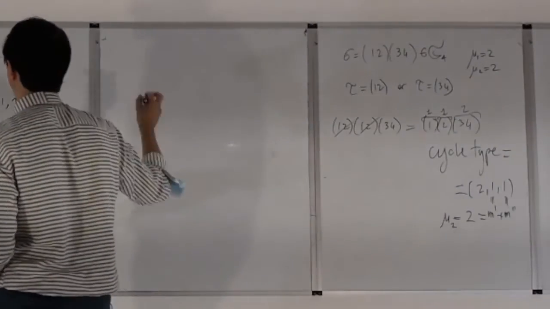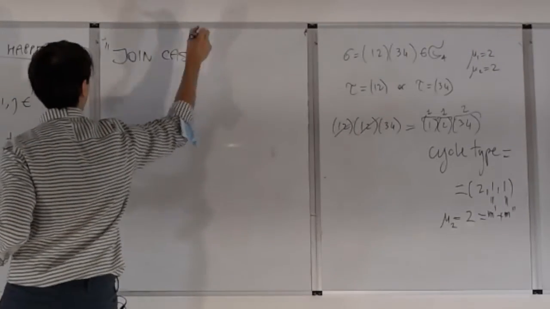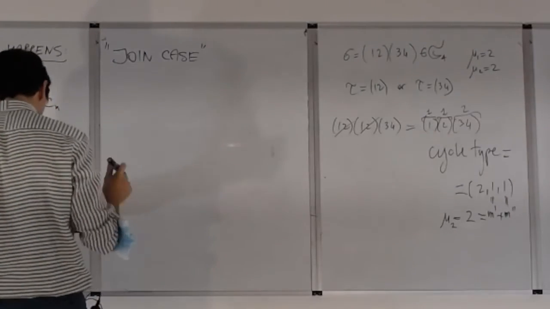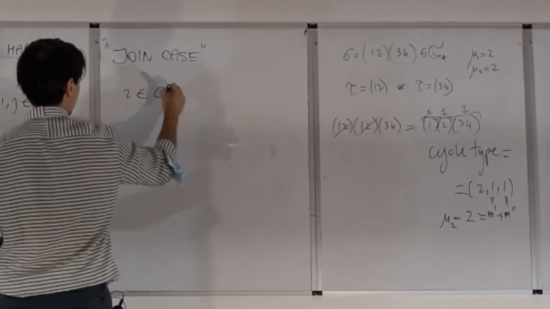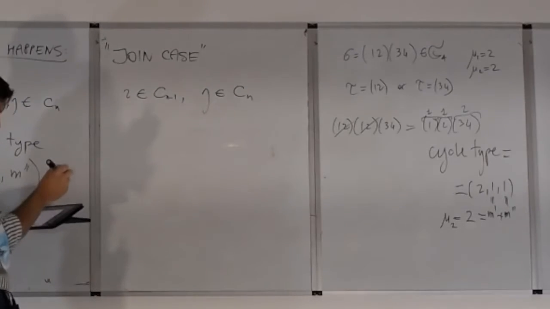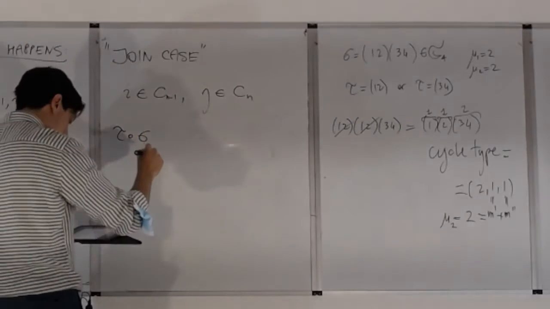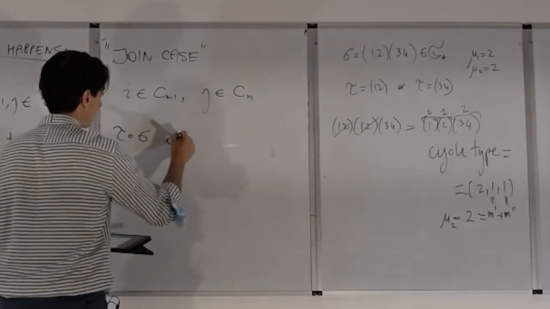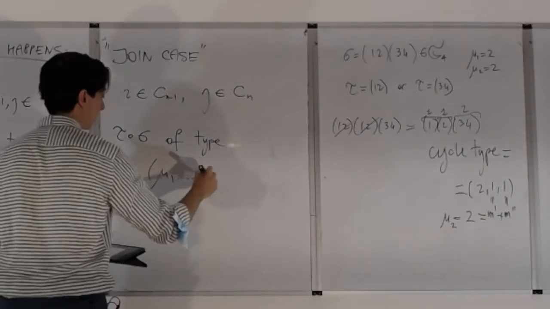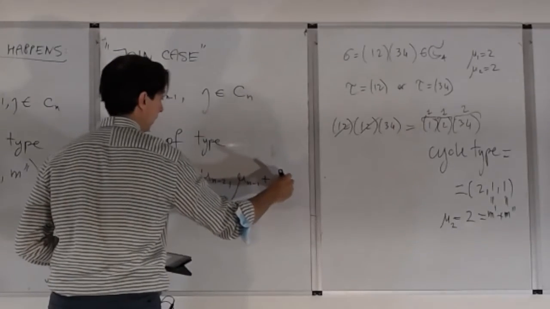Okay, and then we have the join case. And join case is the other one. So if i is in C_{n-1} and j is in C_n, it doesn't matter, right? They just need to be different. Then I want tau composed with sigma to be of type mu_1, ..., mu_{n-2}, mu_{n-1} plus mu_n.